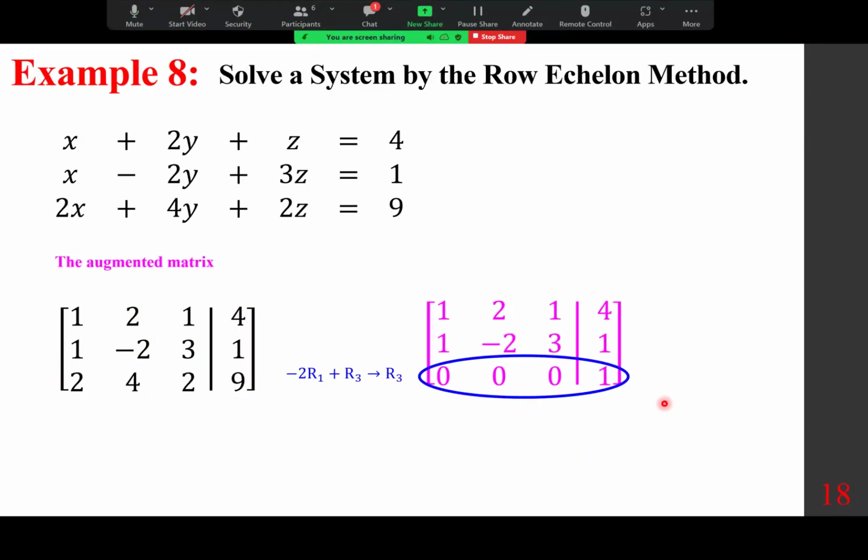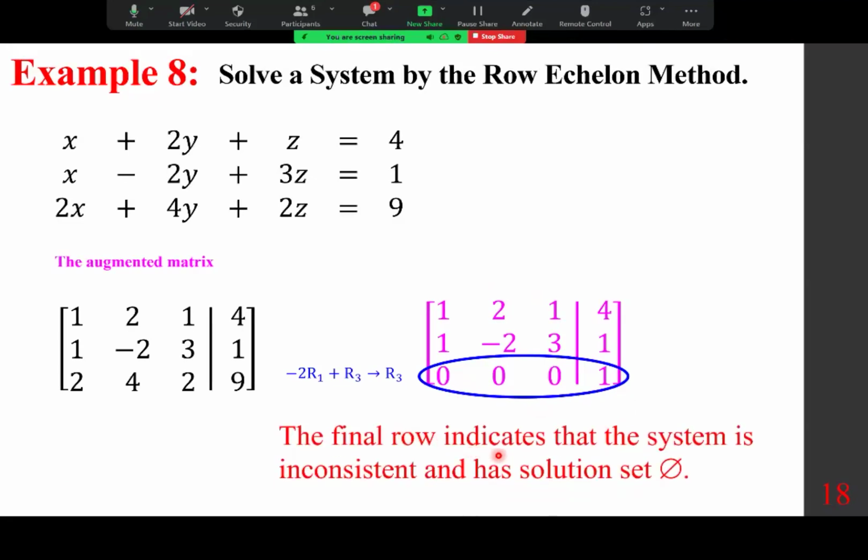When all entries are zeros except the last one, the last one is something, it doesn't matter what it is, it's 1 or anything else. Let's see the meaning of that. This is x, y, z. 0x plus 0y plus 0z. That means 0 equals 1. That's a false statement. The final row indicates that the system is inconsistent and has solution set phi, no solutions. This is phi, which represents an empty set.